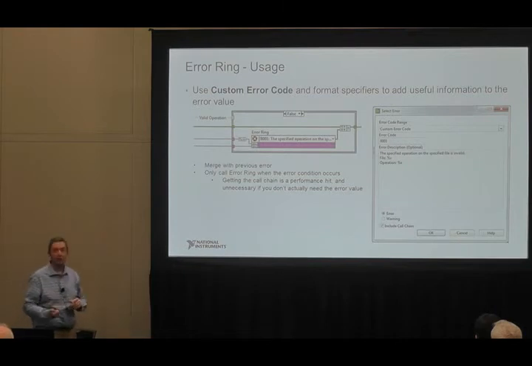Also notice that I'm merging the error ring. So if there's upstream error, again, like I mentioned before, I want to make sure that that's the error that makes it to the end, not the value generated by the error ring. So notice that I'm merging the error ring in there.